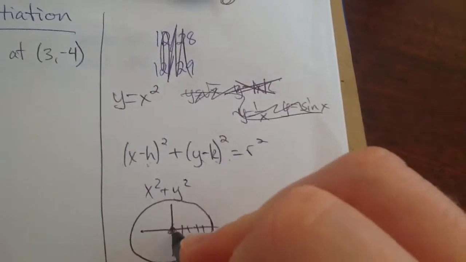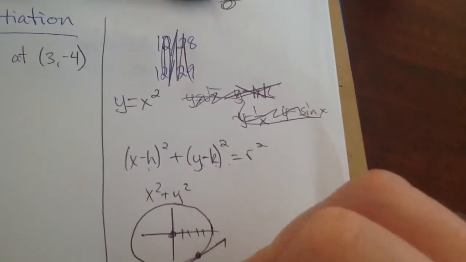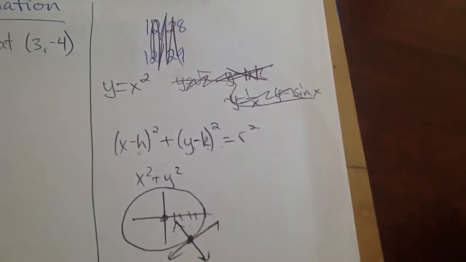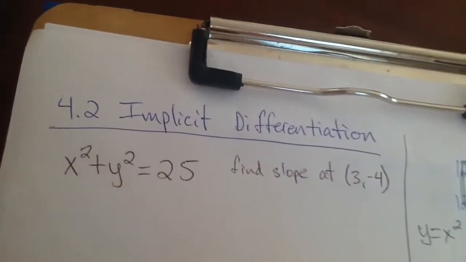So the slope at the point (3, -4) would be, what's the slope right here? So we could find the tangent line at that point, we can find the normal line, all if we know how to do the derivative of this.